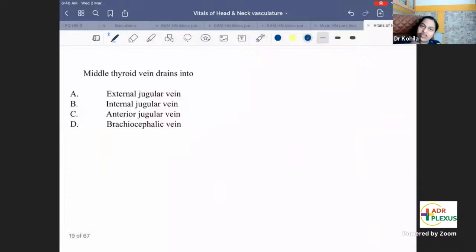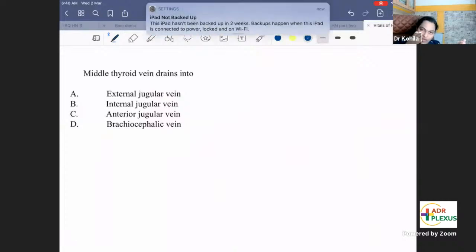The questions centered around blood supply of thyroid gland from your previous papers. Make an attempt to identify, then we'll discuss. Okay, the middle thyroid vein drains into.